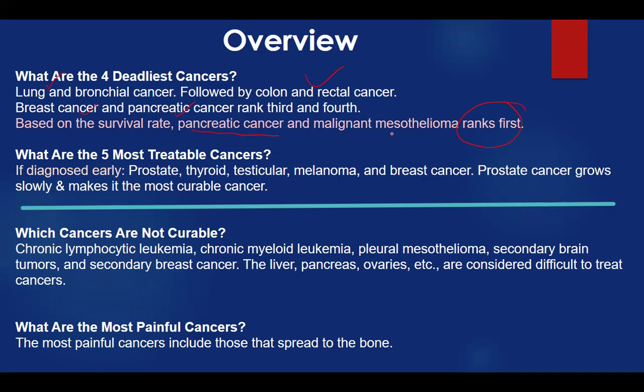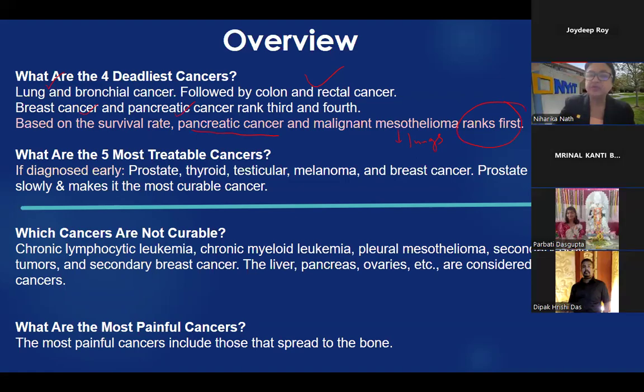And malignant mesothelioma, this is for the lungs. Malignant mesothelioma takes place in the lungs, and survival rates are poor if it takes place. It comes from asbestos and other environmental exposure.